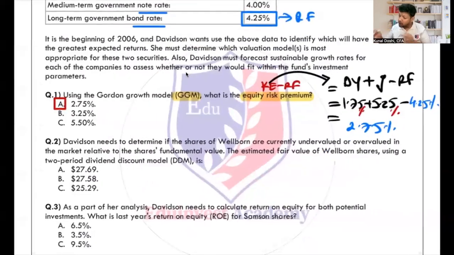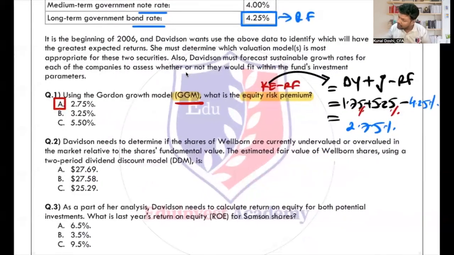Equity risk premium using Gordon's growth approach. Remember, in Gordon's growth, how do you find the cost of equity? It is D1 over P0 plus G. D1 over P0 is expected dividend yield plus the growth. We just rearrange the Gordon's growth. From price, we find the implied cost of equity. Clear, everyone?